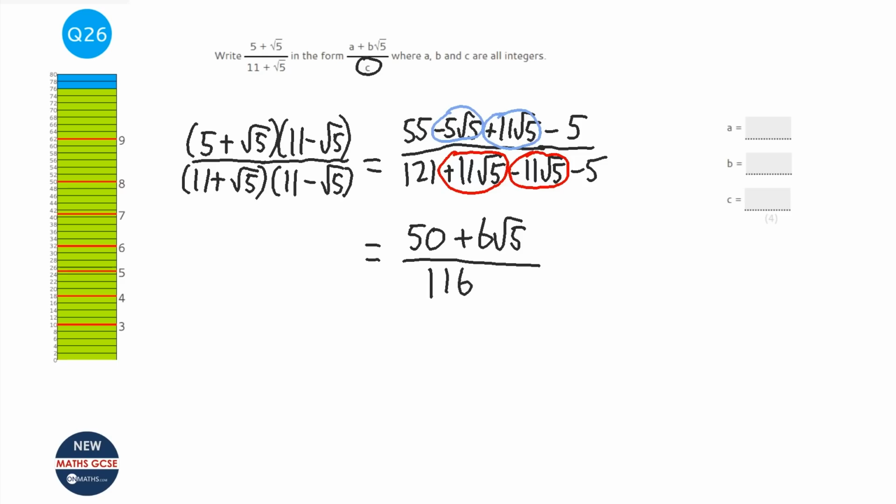Okay, can I do anything else with this? Well, I don't think there's anything that goes into 56 and 116 apart from 2, so we can halve all of those, so that becomes 25, that becomes 3, and that becomes 58. Now, the 3 doesn't go into 25, so we can't cancel it any further. So it's going to be 25 for A. B is the coefficient of the root, so it's going to be 3, and the bottom number is 58.